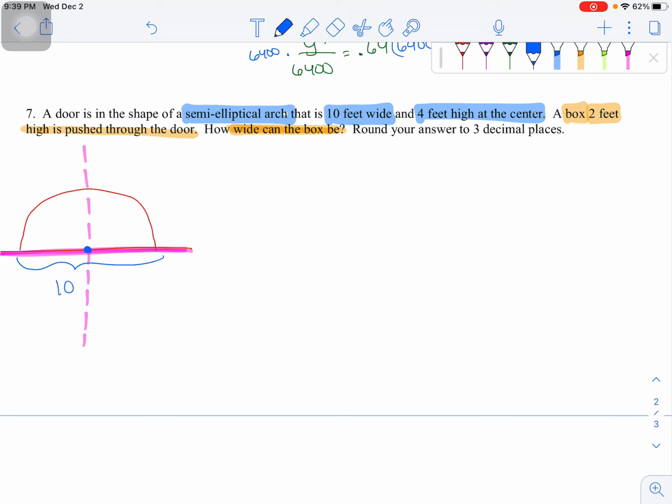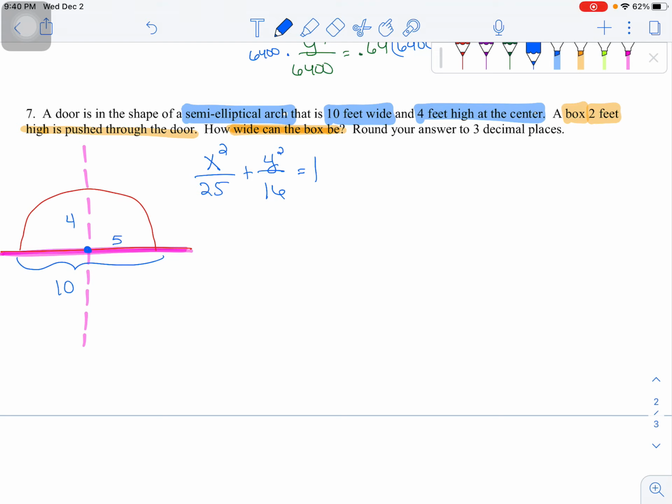We know that this whole thing is 10 feet wide. So we're going to chop that in half. So from the center to one edge is 5 on the x-axis. That's on the ground. And it is a total of 4 feet high at its center. So x squared over 25 is equal to y squared over 16.